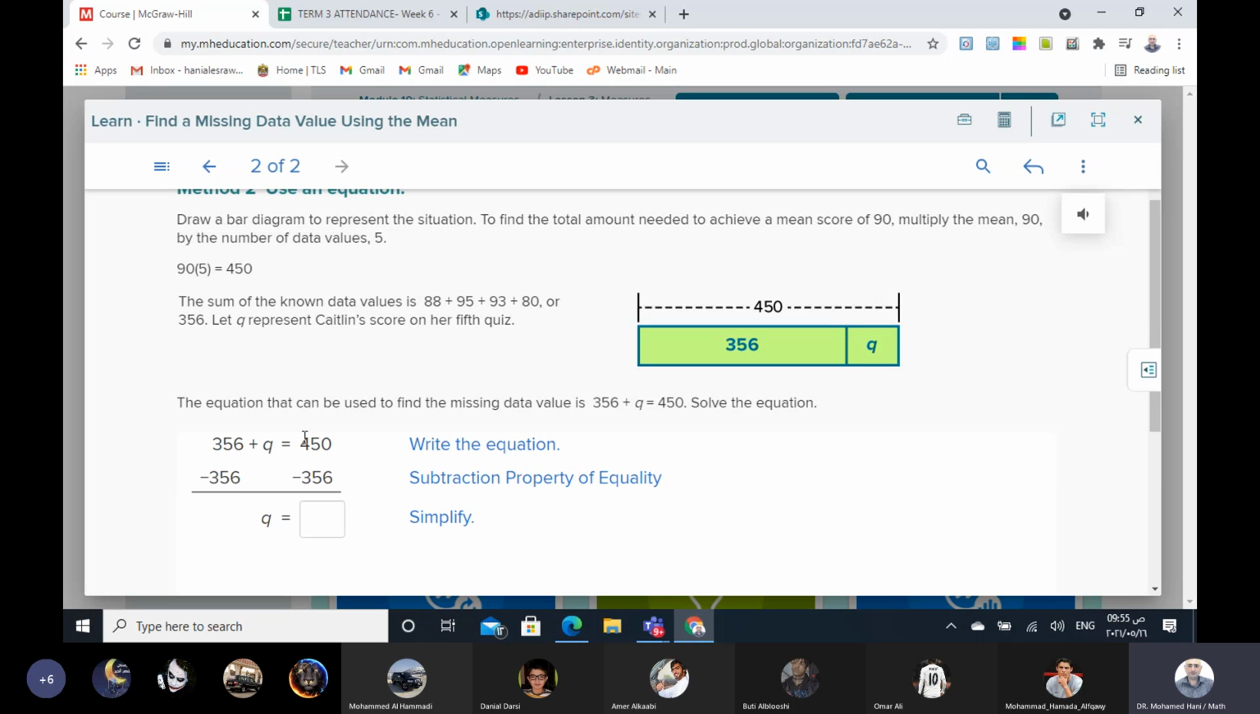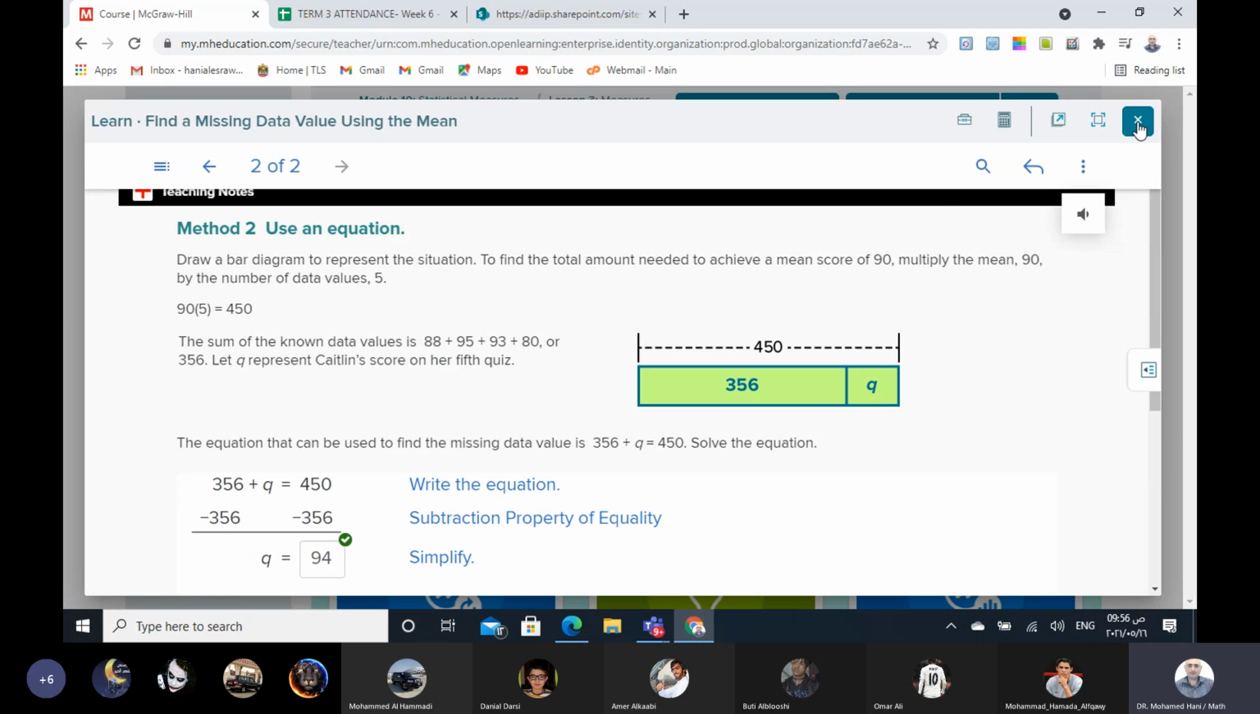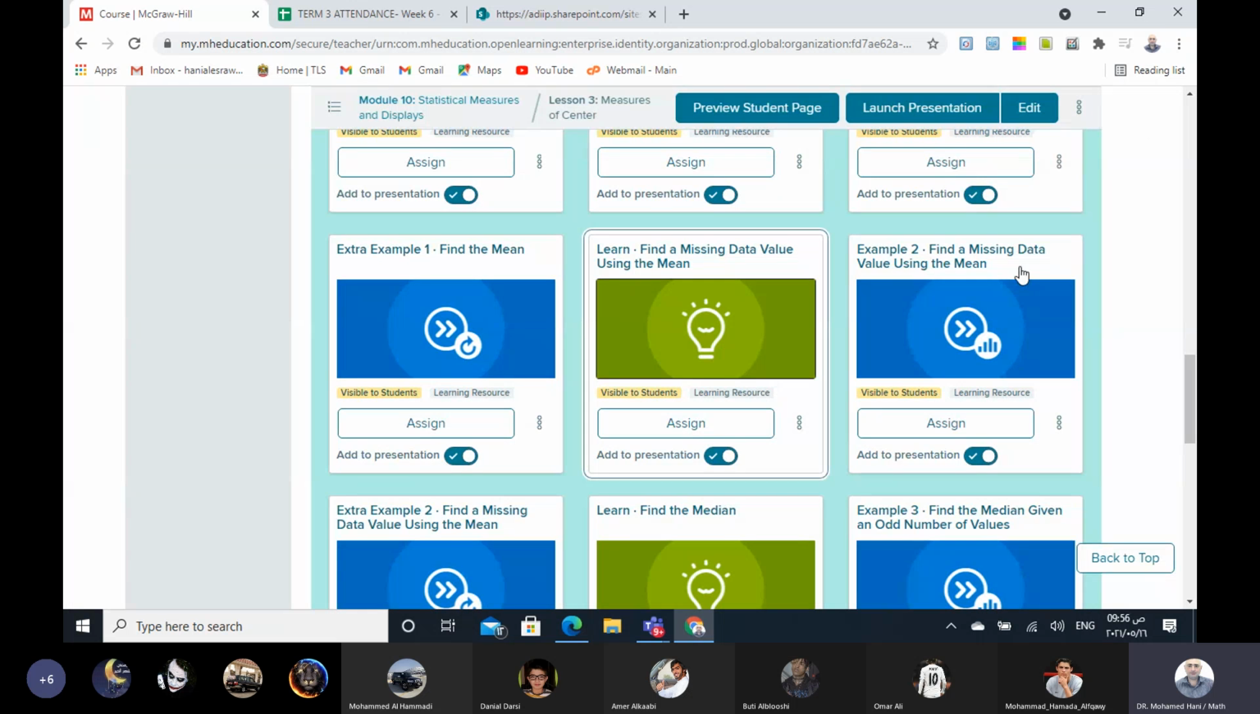Then we can solve this equation. We can subtract 356 from the two sides. So remains here Q, and here we have 450 minus 356. So the answer will be 94. The answer here will be 94. So this is the missing value.